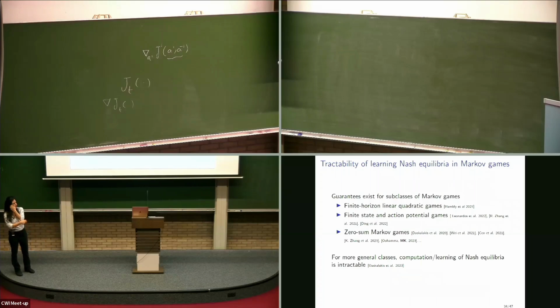But there has been some work that shows convergence conditions for subclasses of Markov games. For example, for finite horizon linear quadratic games, there have been some results. In finite state and action potential games, and in zero-sum Markov games, there have been some results about convergent reinforcement learning algorithms. But for more general classes, we know that provably computation or learning of Nash equilibria is intractable. Let me pause. Are there any questions?